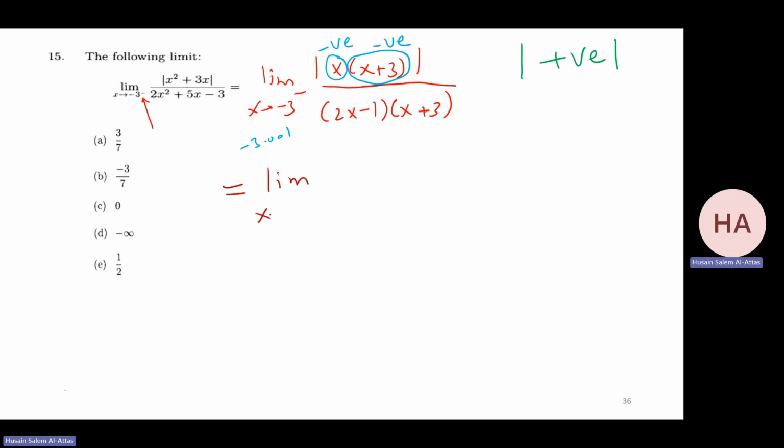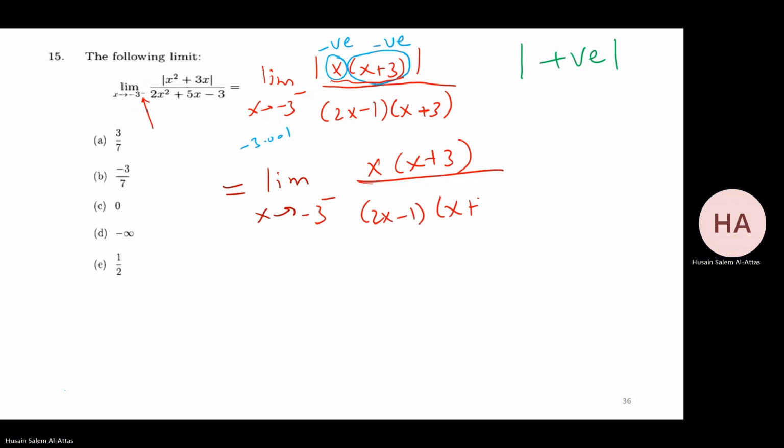The limit as x goes to minus 3 from the left. This one will be, as a whole, positive. So it will be as is: x plus 3 over 2x minus 1, x plus 3. This one cancelled. Just substitute now. So you have minus 3, and then the denominator, you have minus 6 minus 1, which is minus 7. So the answer is 3 over 7.